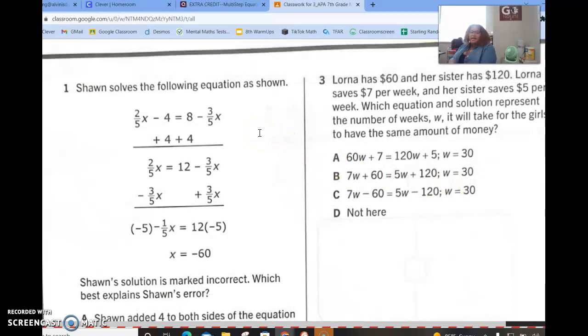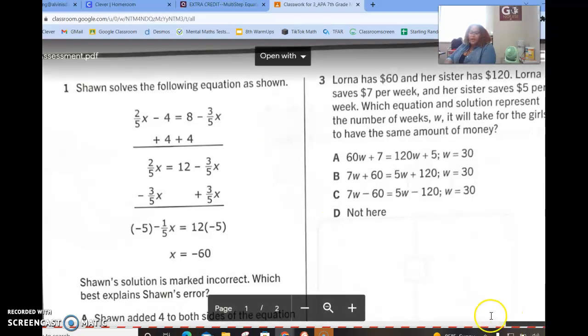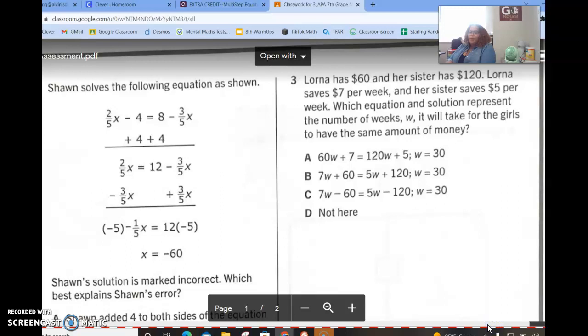Lorna has $60 and her sister has $120. Lorna saves $7 per week, and her sister saves $5 per week. Y'all, wherever you see per week, per minute, no, it's not divide. It's a variable. At the very last step, you will divide, but you need to write the equation first. So per week means 7W, 7X, 7R, whatever letter you want to use. You should have learned it last year.